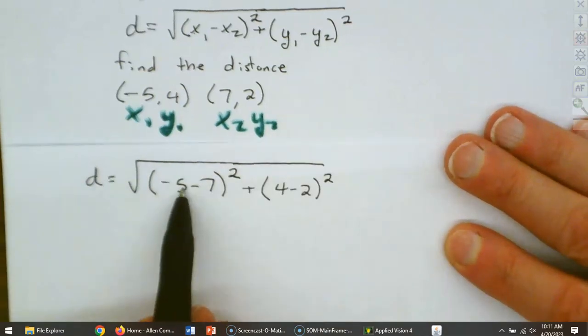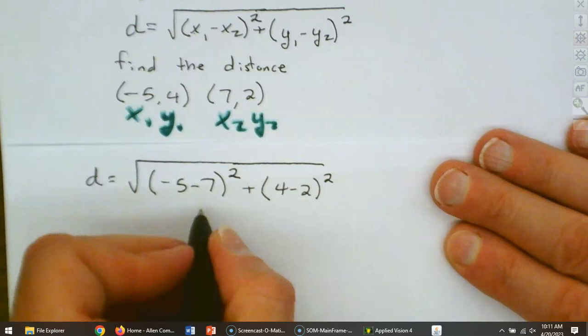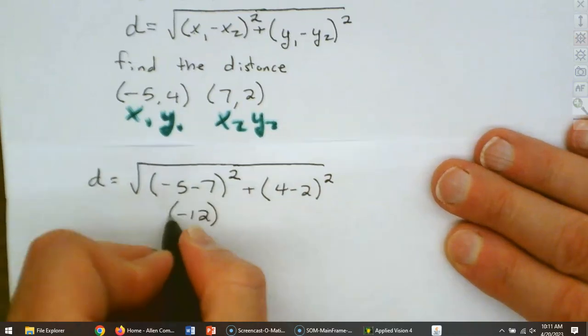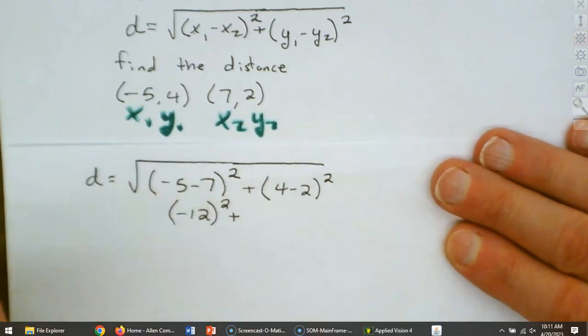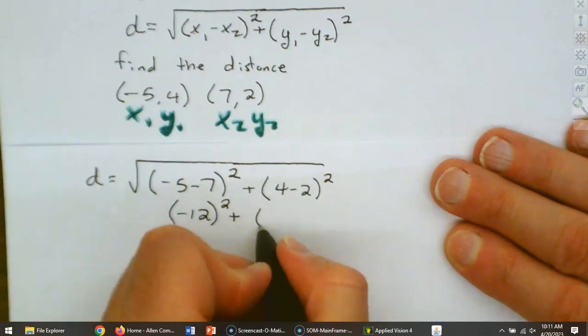Well, watch your signs here. -5 minus 7. That makes it a -12. And we'll square that in a moment. 4 minus 2. Well, that's a 2 squared.